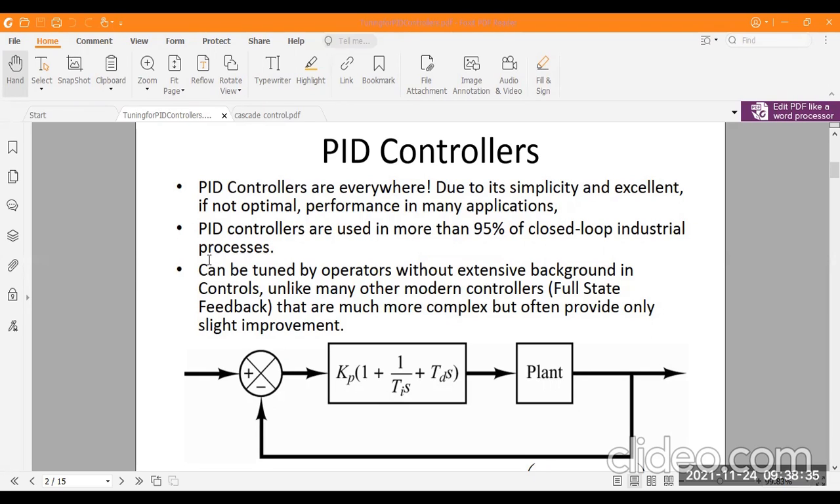We have to know the proportional constant, integral constant, and derivative constant. This is excellent, but in many applications it is not optimal in performance. That's why we say the PID controller is used in more than 95% of closed loop industry processes, where we use closed loop techniques. So in process control industries, we use the PID controller, and more or less 95% of closed loop control systems in industry use it. This is the PID controller part.